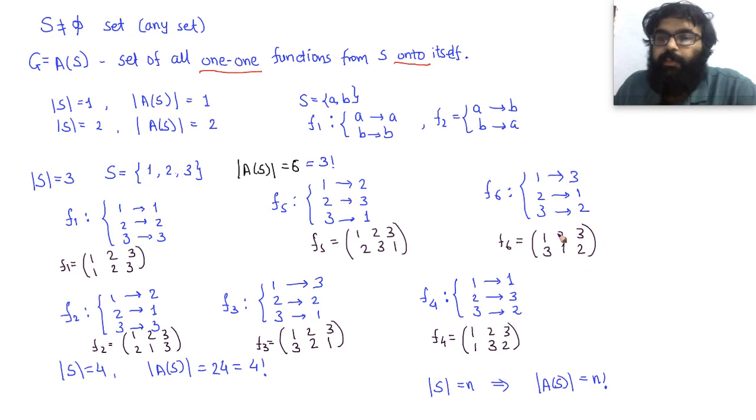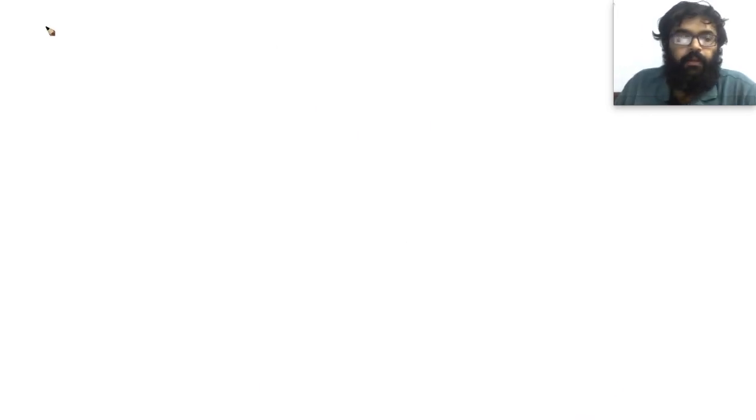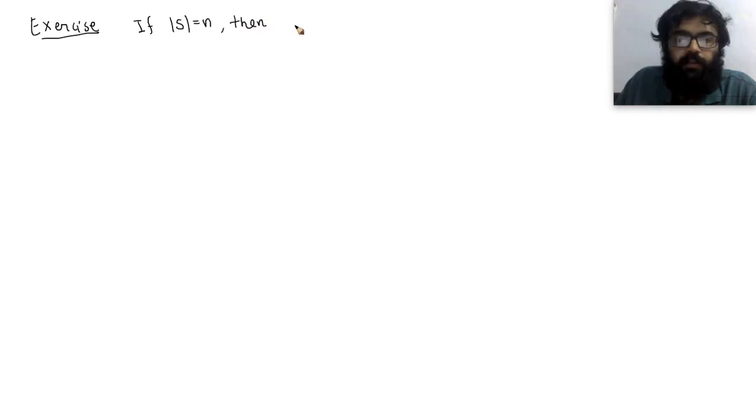So they can be written in the form of permutations also. And now coming to the proof of this: if S is a finite set of n elements, then the number of elements in the group AS, that is the set of all bijective functions from S to S, is n factorial. So let us see this. We start with an exercise. I'll just give you the hint of this. I'll not write the proof formally. If S has n elements, then the group AS has n factorial elements.